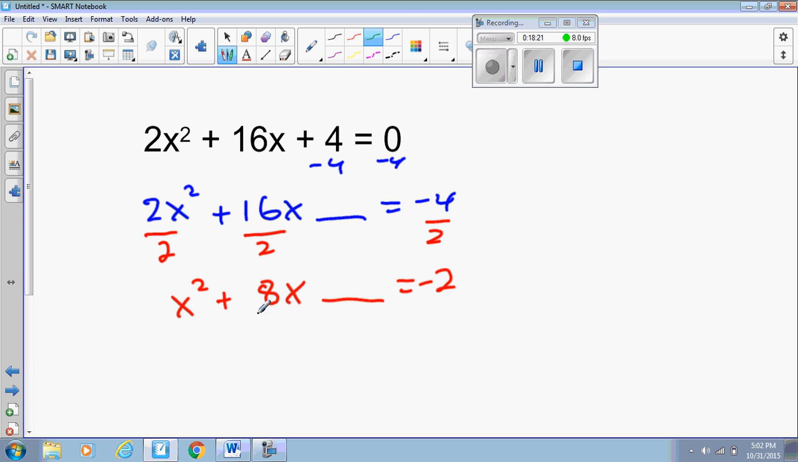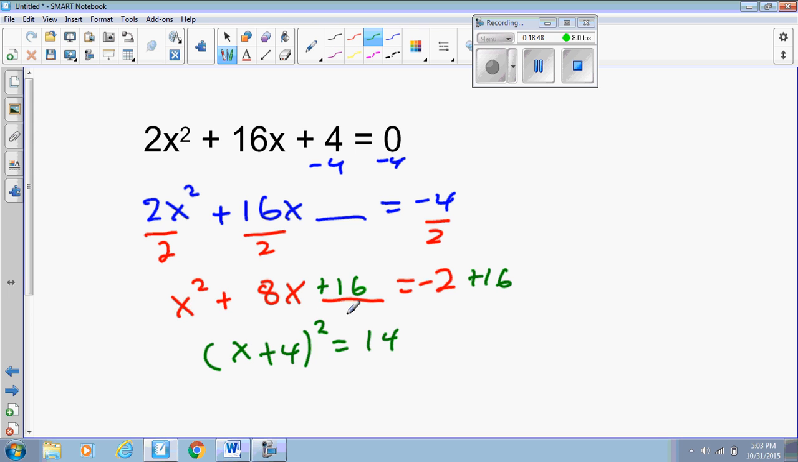This is an older problem that we did a few minutes ago. We're going to add half of this, half of 8 is 4. 4 squared is 16, so plus 16 here and plus 16 here. So that gives us parentheses, x plus 4 squared equals 14. And now we have back to what we started with.